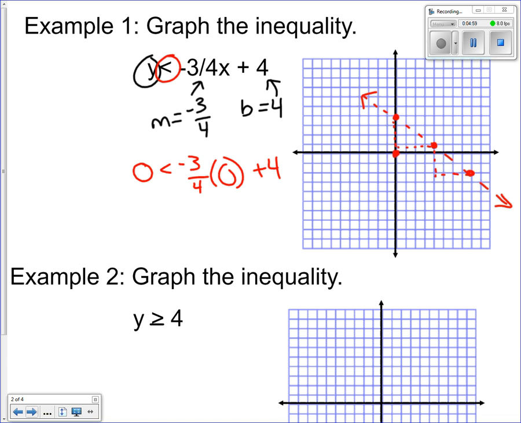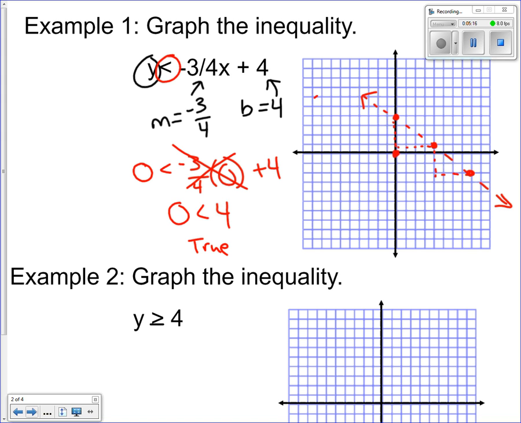If I take the negative 3/4 times 0, that cancels. So I get 0 is less than 4. And I've got to think, is that true? So ask yourself, is 0 less than 4? That's true. So that means that this point is part of my answer.